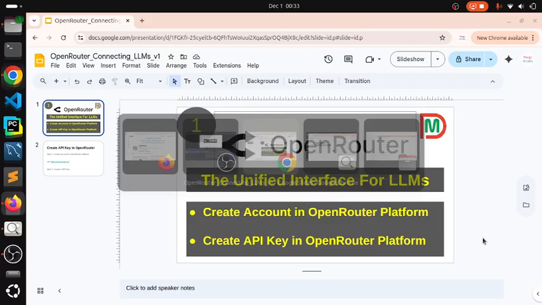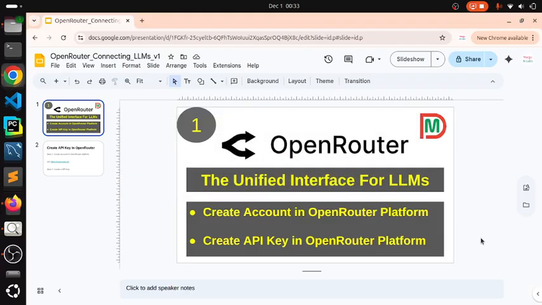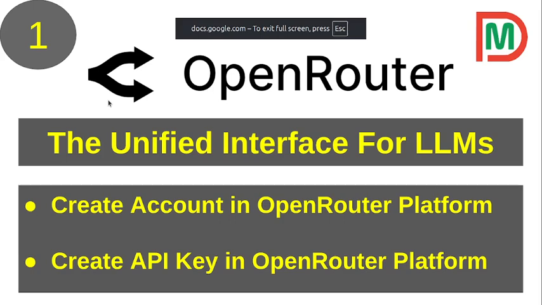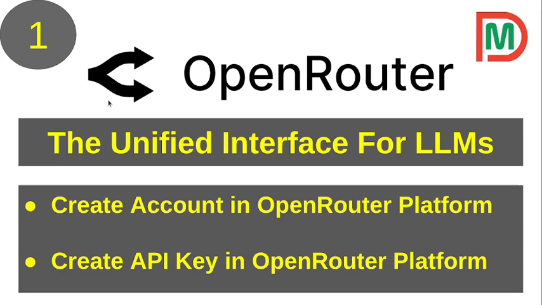In this video, I am going to focus on one of the LLM platforms, which is OpenRouter, the unified interface for LLMs. There are many LLM models available, like GPT models from OpenAI and Gemini models from Google, and many more. Ollama is a platform for hosting your open source models, and you have open source models like Llama from Meta, which is Facebook. There are many models available.